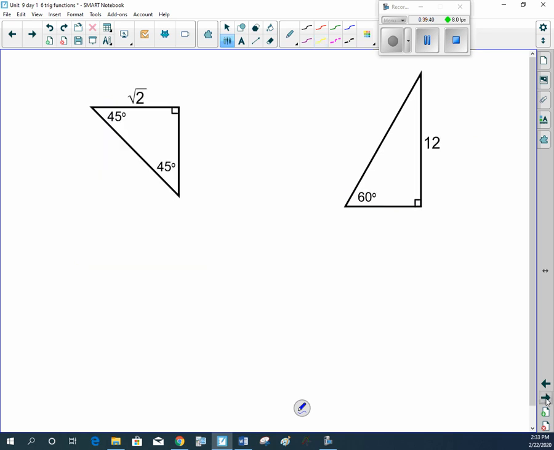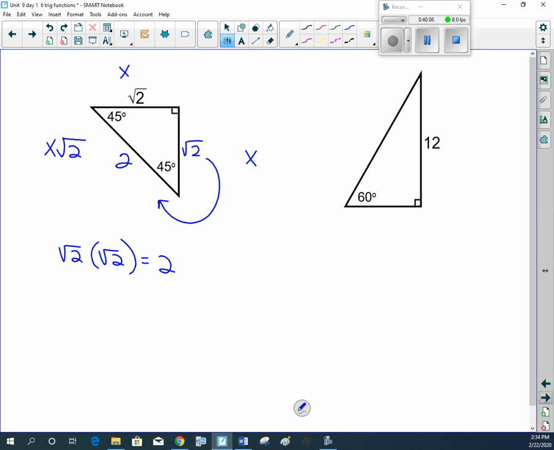Okay, another 45, 45. This side is square root of 2, so the other side is square root of 2. Okay, I want to go to the hypotenuse. I want to get bigger. What do I need to multiply by? Well, this is x, this is x. The only ratio is root 2. So I need to take square root of 2 and multiply it by square root of 2, and you end up with 2. So my hypotenuse is 2.